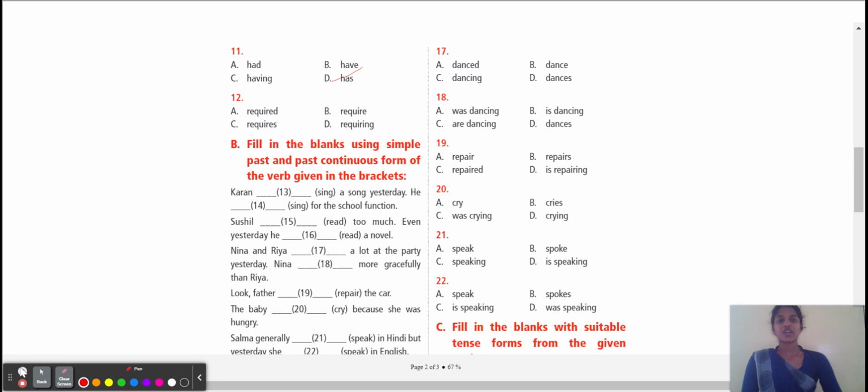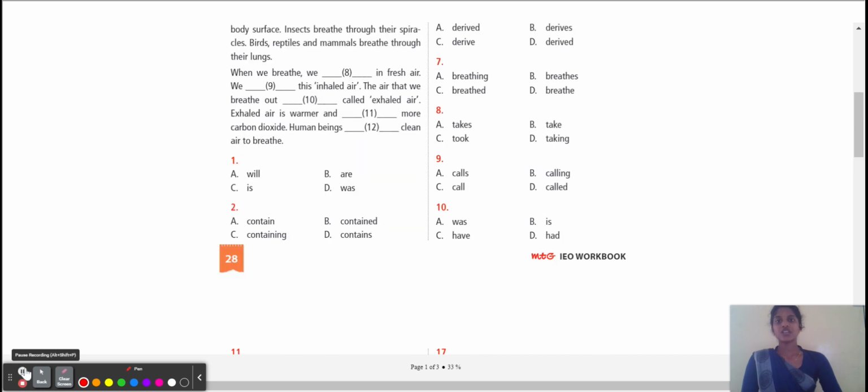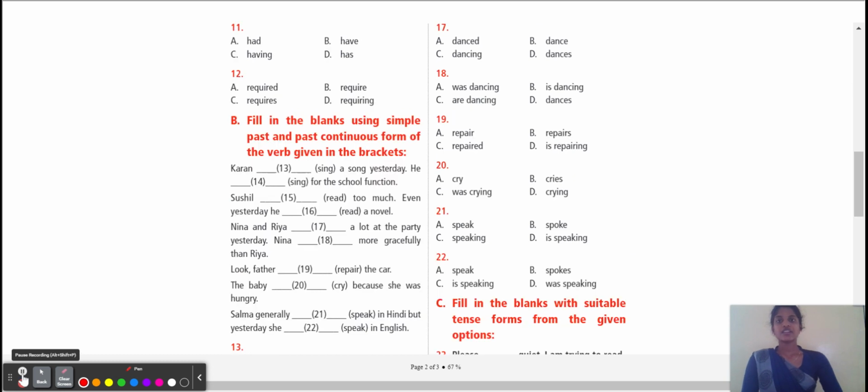Here the twelfth question: human beings dash clean air to breathe. We can see the given options, requires, requiring. Here you can see what the question means. Human beings dash clean air to breathe. So the correct option is require. Why? Because human beings is a plural thing, so you can pick the option require as the correct form.